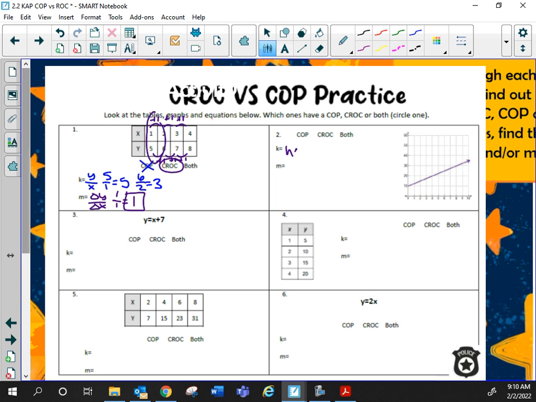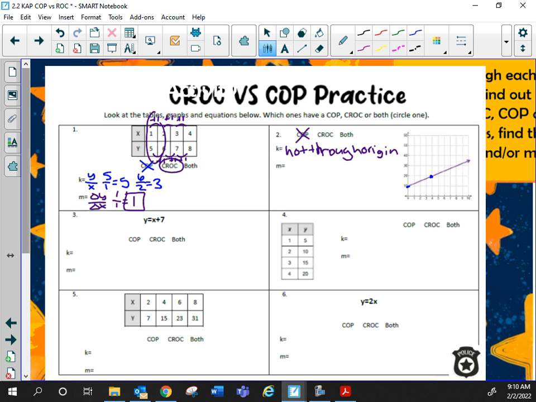I would say not through origin. Not through origin, so it does not have a constant of proportionality. But for the constant rate of change, again, the only qualification really of a constant rate of change is it's linear. Is this problem linear? Yes. Okay. To find that rate of change, we need at least 2 points. Okay, so let's get 2 points. Here's 1 point.